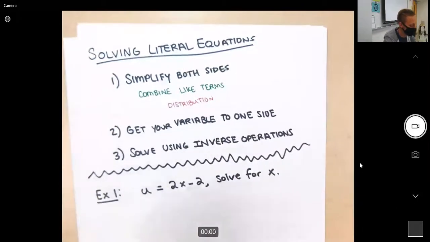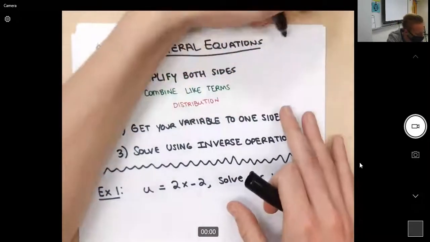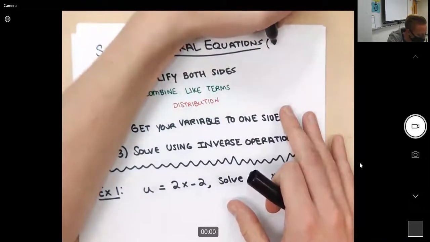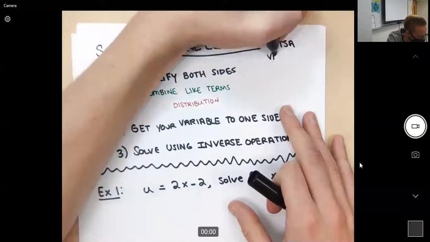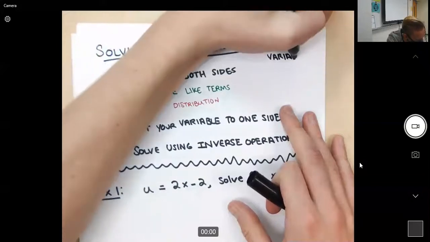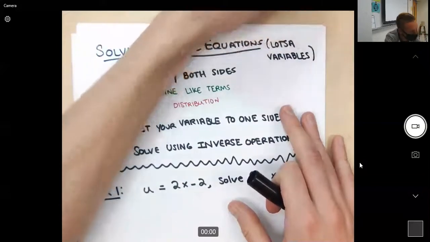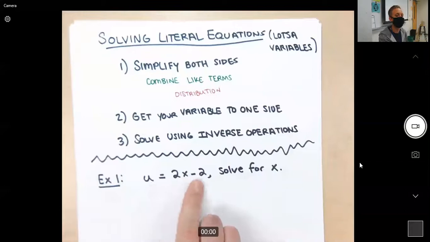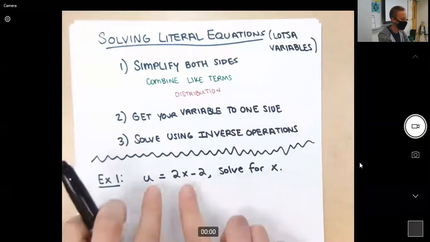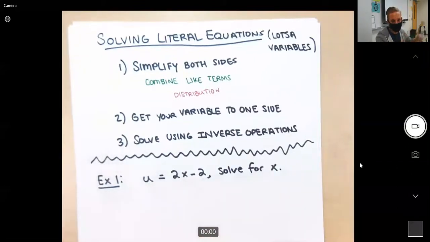A literal equation is just an equation that's got a lot of variables in it. So lots of variables. That's the basic idea. So typically, we're used to seeing like 3 equals 2x minus 2. Now down here, we've got u equals 2x minus 2. So there's just 2 variables here. You're going to solve for one of them.